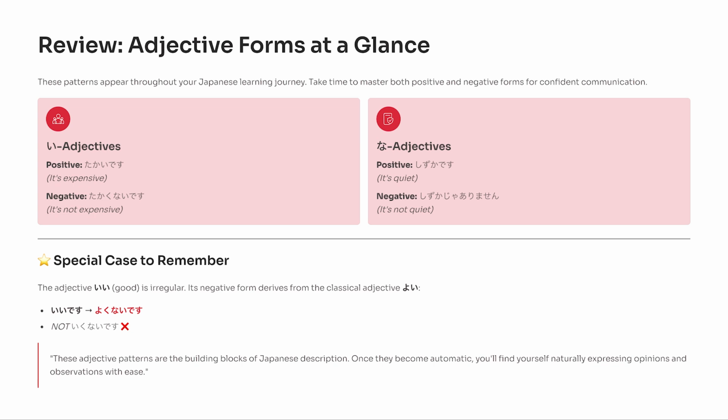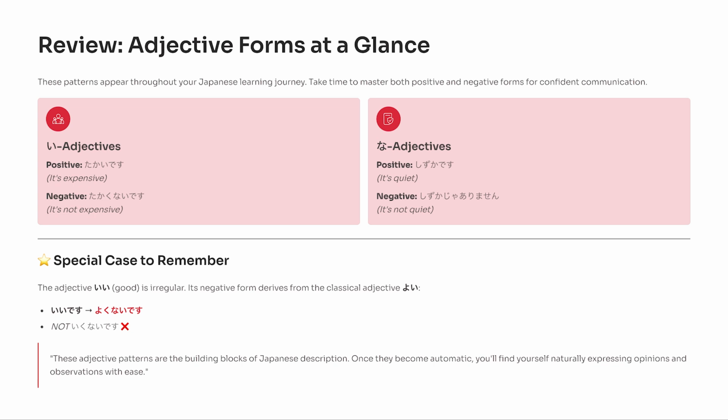Now let's review the special case we learned earlier. The adjective いいです means it's good. However, its negative form is 良くないです, not いいくないです. This is one of the most common exceptions in Japanese, so be sure to memorize it.